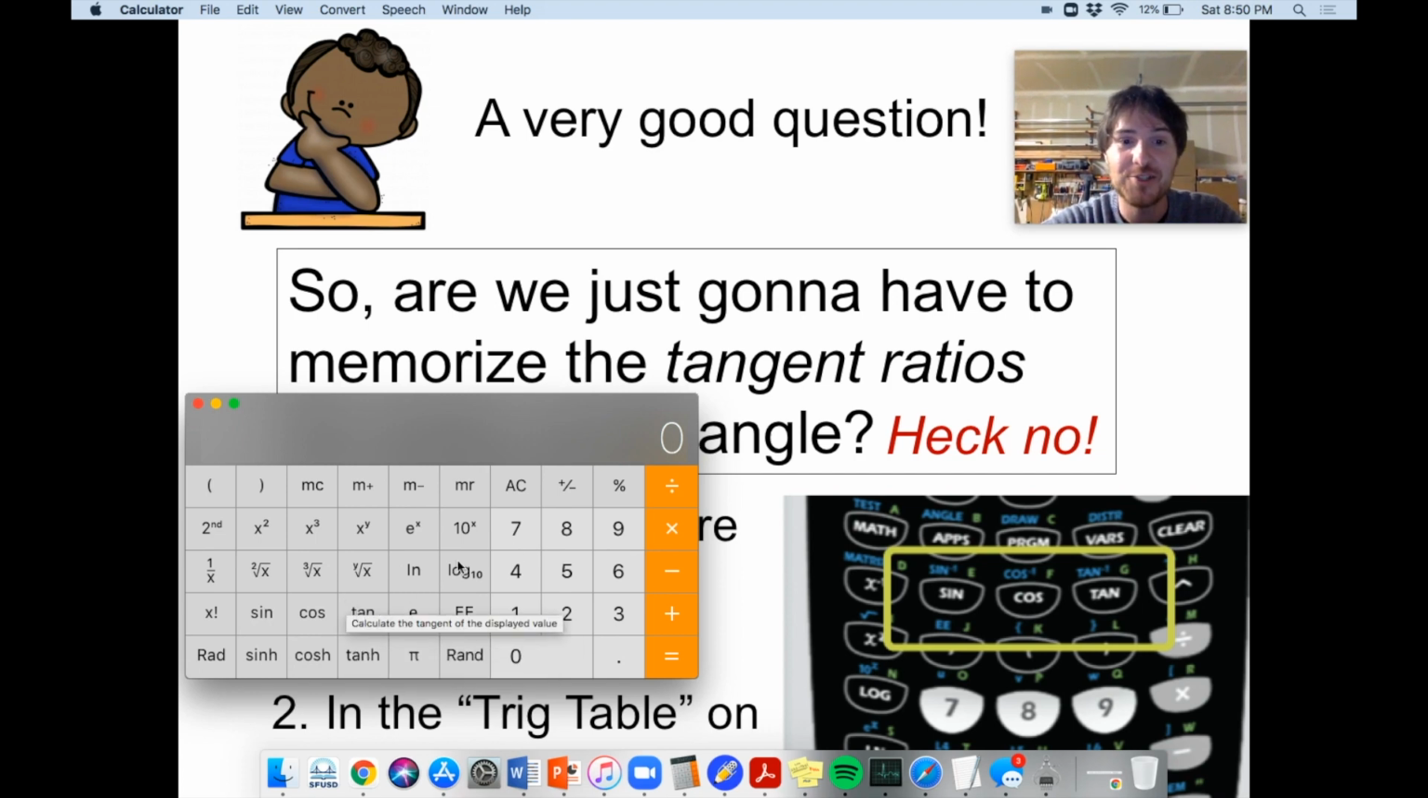Look, tangent button right here. So check it out. If I do 45 here and I hit tangent, I get 1, right? I get 1 because the tangent of 45 degrees, that opposite over adjacent ratio, is exactly 1.